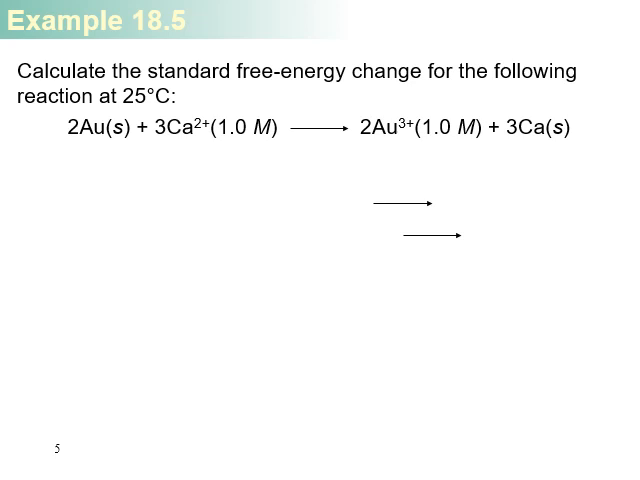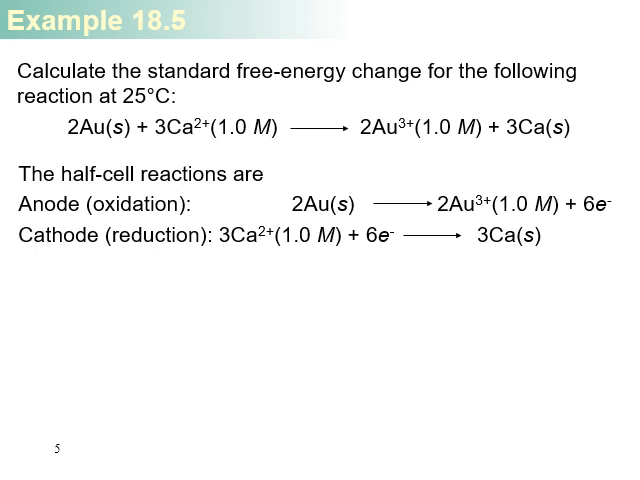Let's do another example. If we have a balanced electrochemical equation, what is the standard free energy change for this equation? Well, we need our half cell reactions. Once we get our half cell reactions, how do we know? Gold is being oxidized. That's not good. Calcium is being reduced. That's not good either. This is kind of the reverse of what both of these things would want to do, given their position in the activity series and in that table 18.1.